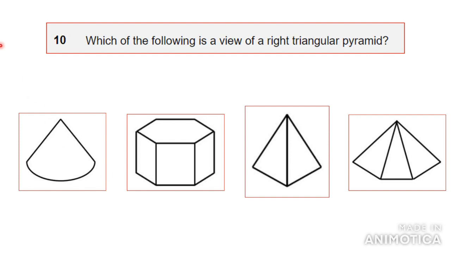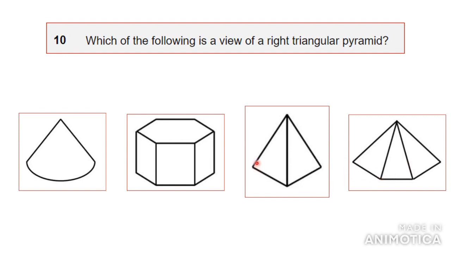So number 10 says, which of the following is the view of a right triangular pyramid? Okay, so a right triangular pyramid is a pyramid which has a right angle at its base. So the base of anything is the floor of it, basically the bottom of it. So if you want to look for a right angle triangle, it cannot be this, because the base of this is a circle. The base of this is a 1, 2, 3, 4, 5, 6, a hexagon, and the base of this would be also a hexagon.